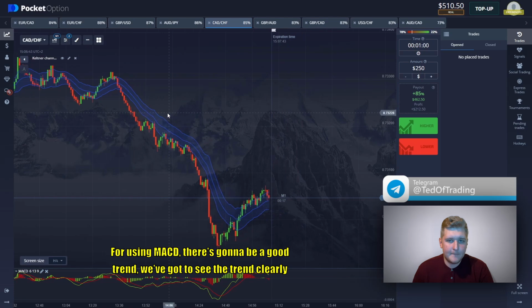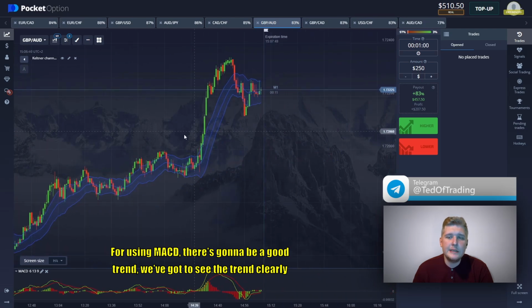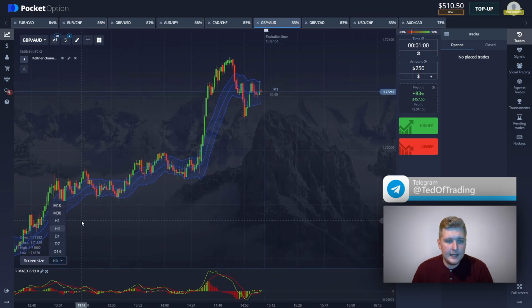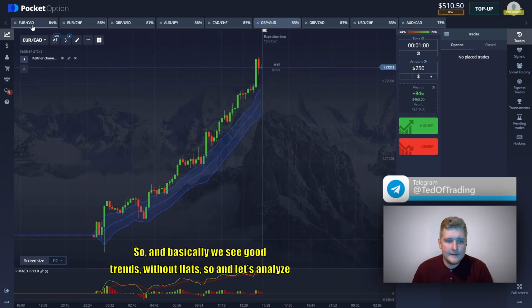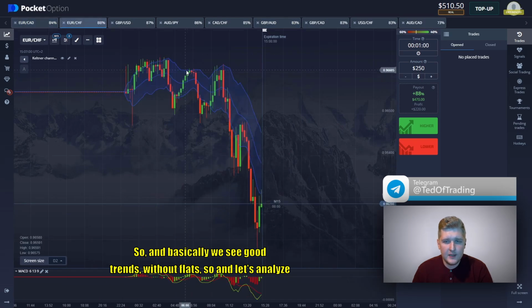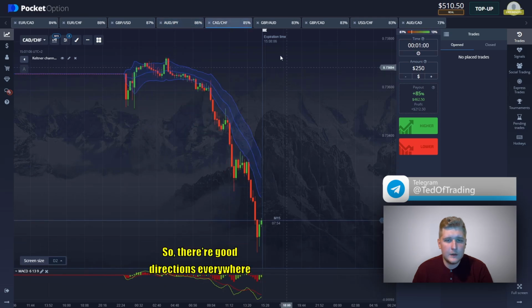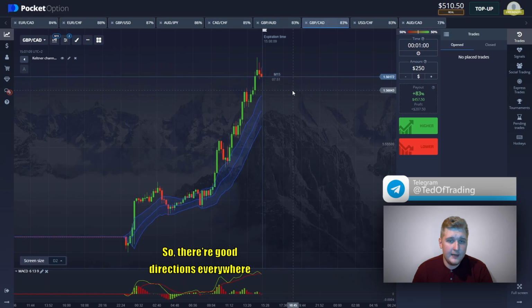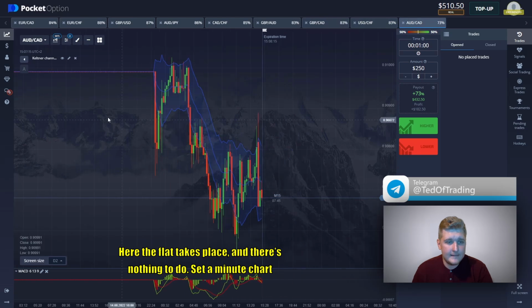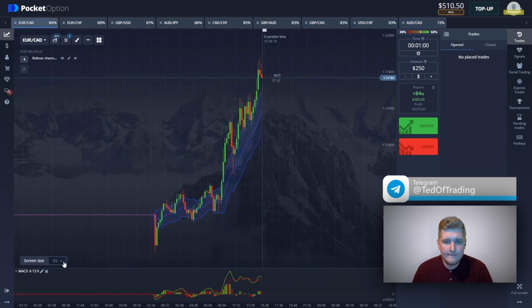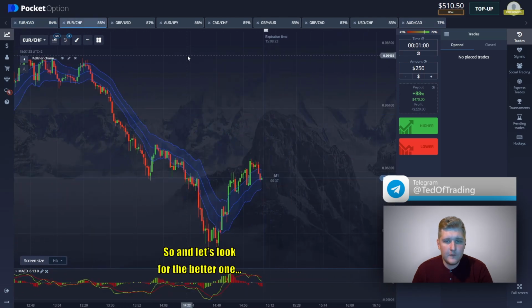For using MACD, there is going to be a good trend. We have to see the trend clearly, so let's do that now. Set the daily chart. Basically we see a good trend without flats, so let's analyze. There are good directions everywhere. Here the flat takes place and there is nothing to do. Set a minute chart. And let's look for a better one.